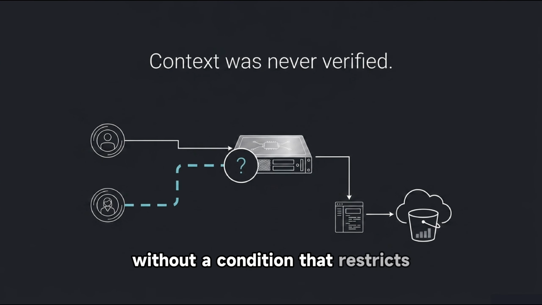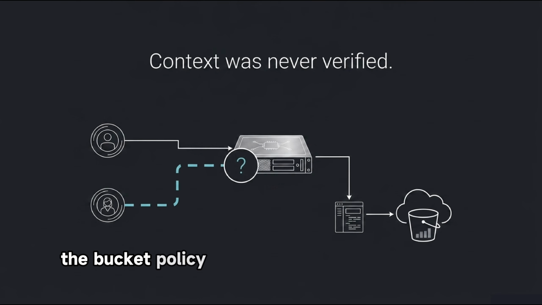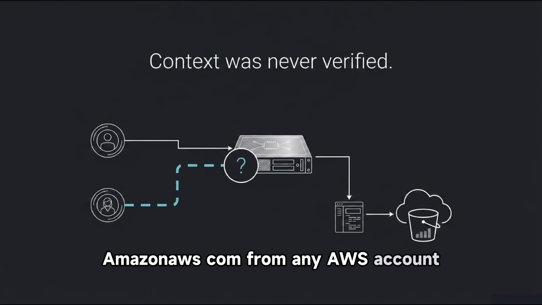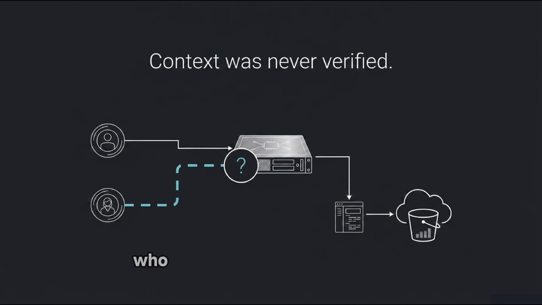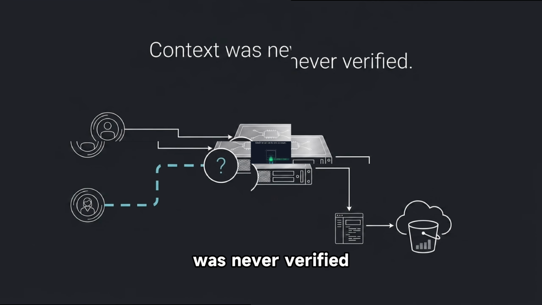Without a condition that restricts the service to acting on behalf of your account specifically, the bucket policy grants write access to cloudtrail.amazonaws.com from any AWS account. An entity in a different account who can invoke CloudTrail could, in certain configurations, direct it to write to your bucket. The service has the permission. The bucket policy allows the service. The authorization context, which accounts' resources should the service be acting on behalf of, was never verified.